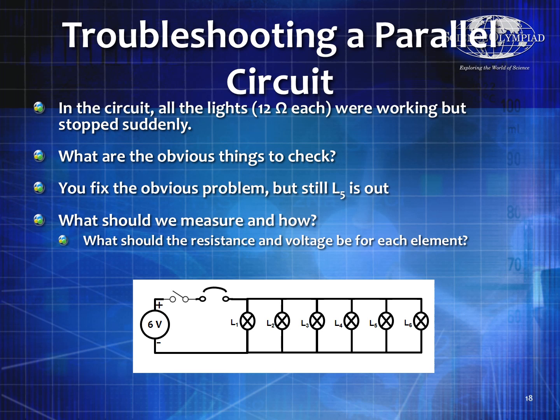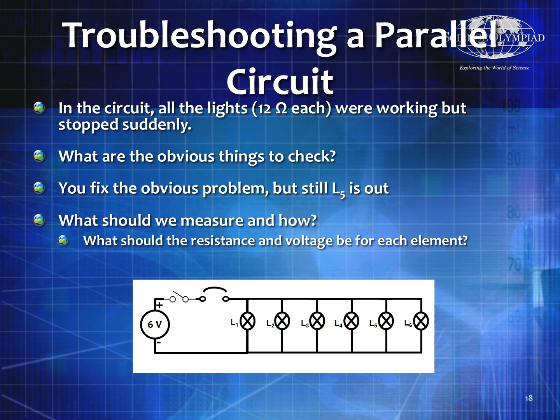I physically inspect everything. Nothing is loose. I measure the switch, and the switch gives me 0 volts, and it looks like it's closed, so we're good there. And I measure the fuse, and I get 6 volts across the fuse. I physically look at the fuse, and the fuse looks like it's burnt out. Okay, so that means that my fuse burnt out.